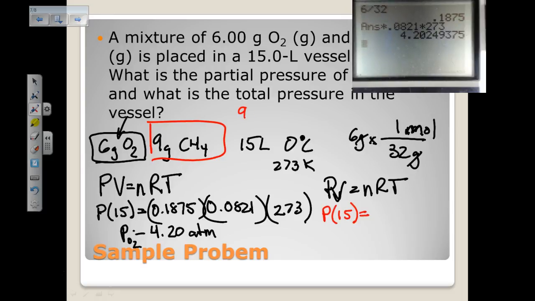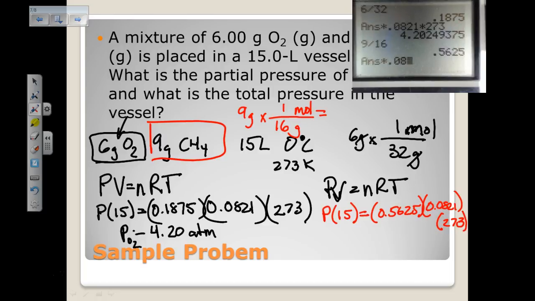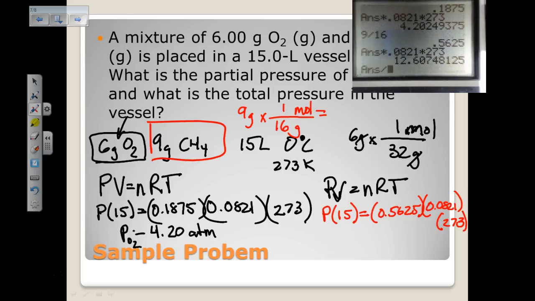So we're going to do 9 grams. We're going to convert that from 9 grams. Let's see, 16 grams for every 1 mole. And so 9 divided by 16. And so we get equals 0.5625 times R, 0.0821, times the temperature. I'm running out of room, so I'm just going to continue down here. Okay, great. So we're going to take that times 0.0821 times 273 divided by 15.